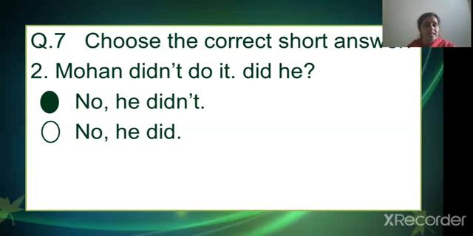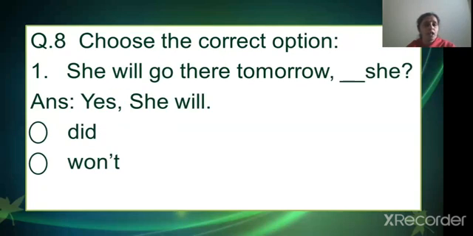Clear, children? Let's move to the next one. Choose the correct option. She will go there tomorrow. Dash she. What is the question word that's going to come here? The answer given here is yes, she will. So here you have to select a word to complete the question, and the answer we'll get from that is yes, she will. That has to be the answer.